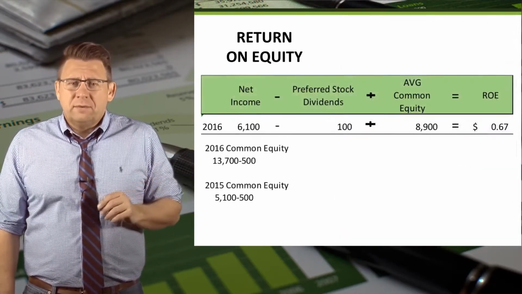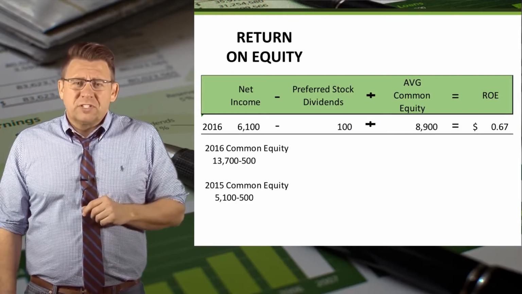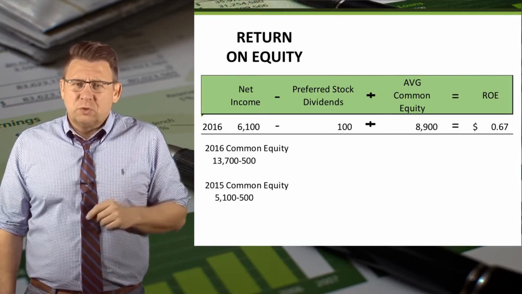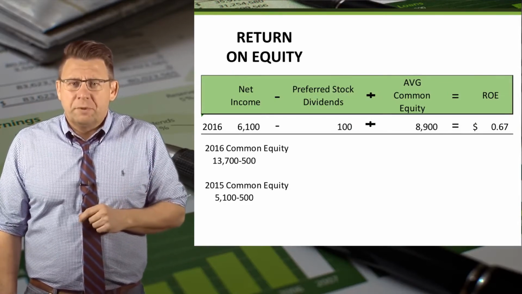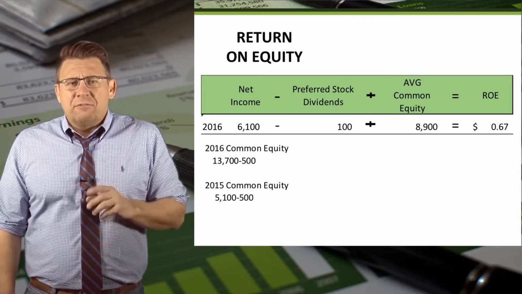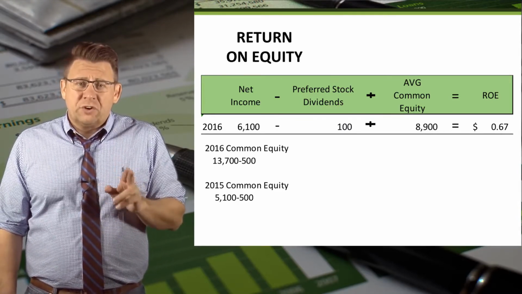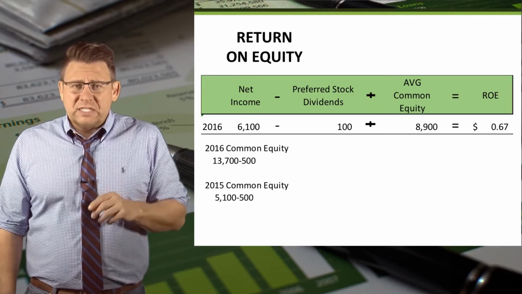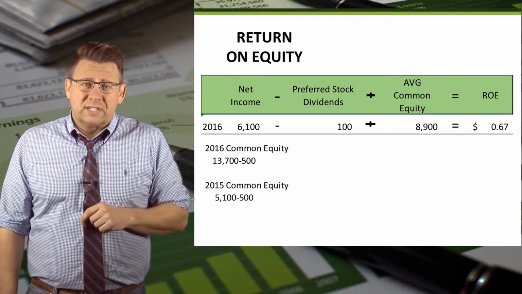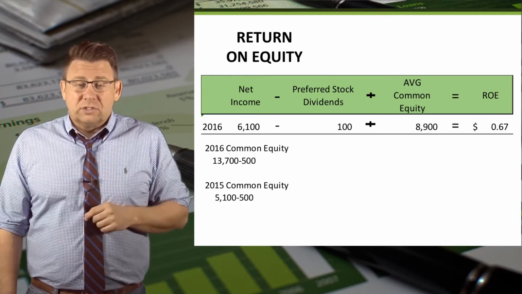For 2016, net income minus preferred stock dividends, which I've assumed to be $100 for this example, divided by average common equity gives us a return on equity of 67 cents for every dollar invested. And that result is quite high.